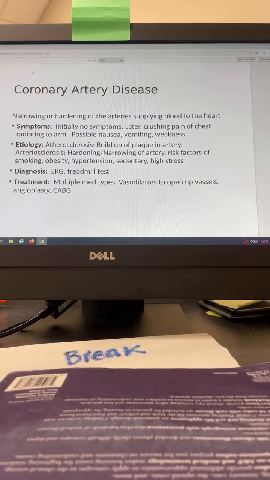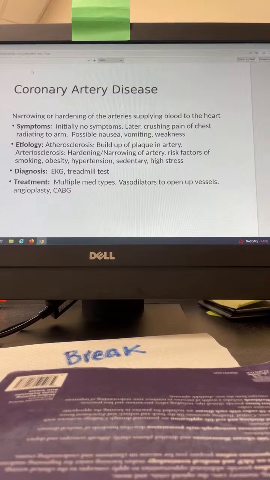All right, so our first one is coronary artery disease, and this is a vascular or vessel issue. This should be somewhat familiar when we talk about vascular dementia in psych, where the arteries are clogged, right? So in coronary artery disease, the arteries are narrowing and hardening, which is limiting the blood supply to the rest of the body and to the heart.